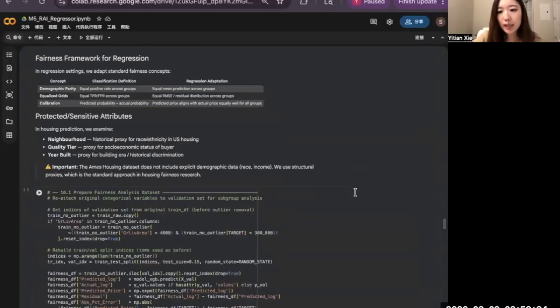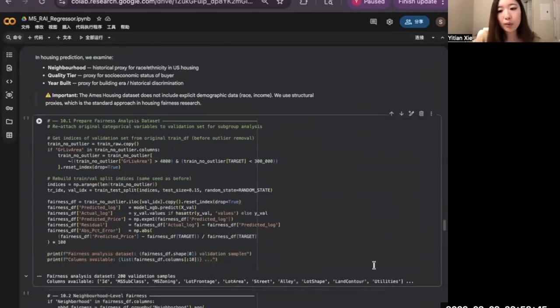And let's talk about some fairness and bias analysis. Responsible AI requires the model to perform fairly across different groups. Evaluating fairness is very important. So I evaluate fairness across the neighborhood groups and different price tiers.